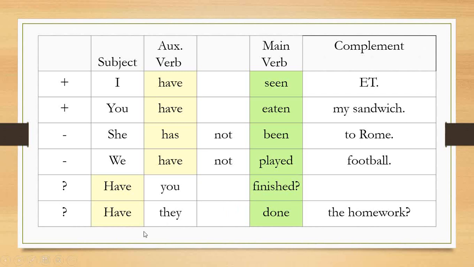And for interrogative form, we have, have they done the homework? As we saw in the previous slide, we switch the place of the auxiliary verb to have and the subject. So we're going to have the auxiliary first and then the subject, the main verb in past participle form and the complement with the question mark.